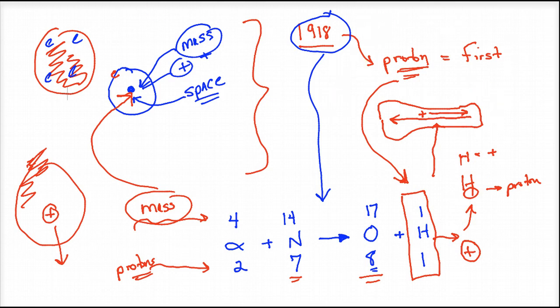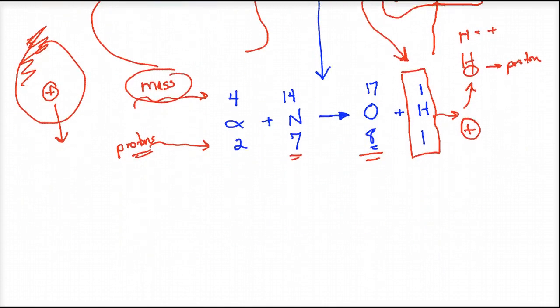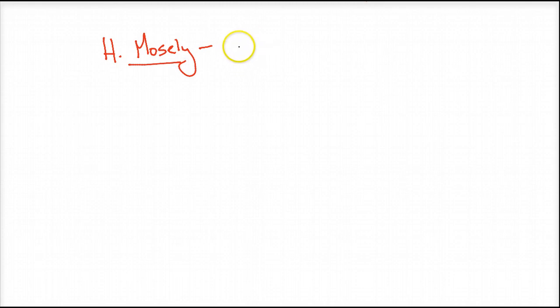Now, of course, he had some very important students that helped him, along with Hans Geiger and Ernest Marsden, who did the actual gold foil work. They had a man named Henry Moseley, or H. Moseley, very important man in the development of the atom. Okay, what did he discover? He discovered the atomic number.